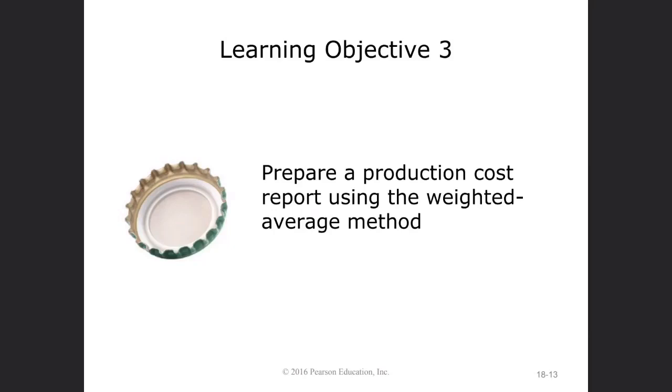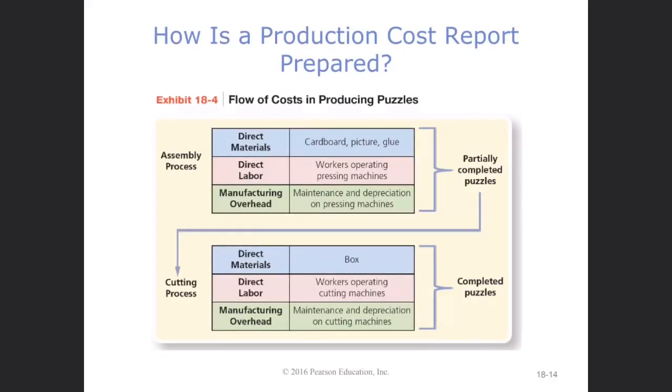We're going to prepare a production cost report using the weighted average method. So how is a production cost report prepared? We see here the flow of cost in producing puzzles. In this example, we are creating a puzzle. So we've got the assembly process, which is where we start. In the assembly process, we're going to have our direct materials, direct labor, and manufacturing overhead accounts. We're going to put all of the cardboard that we need to create the puzzle, the pictures, and the glue. Those are all direct materials.